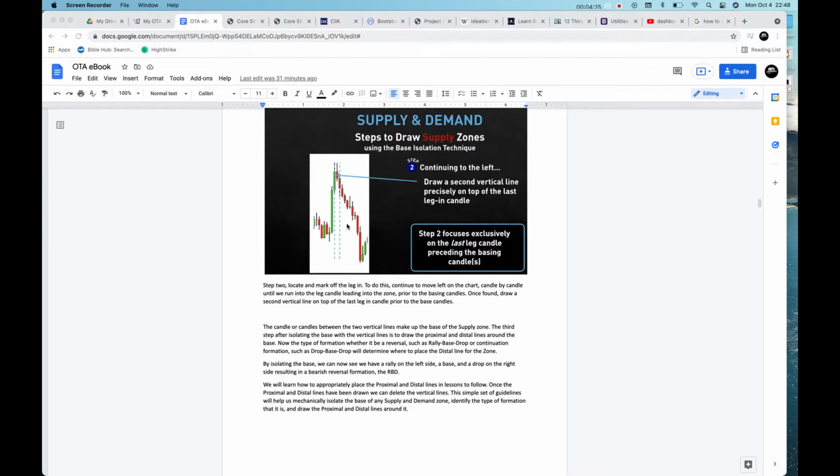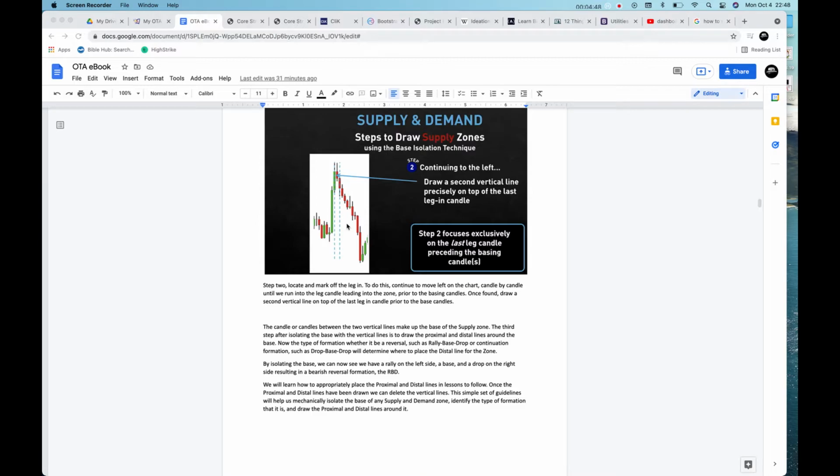And the third step after isolating the base with the vertical lines is to draw the proximal and distal lines around the base. Now the type of formation, whether it be a reversal such as a rally-base-drop or a continuation pattern such as a drop-base-drop, this will determine where we place the distal line for the supply zone.